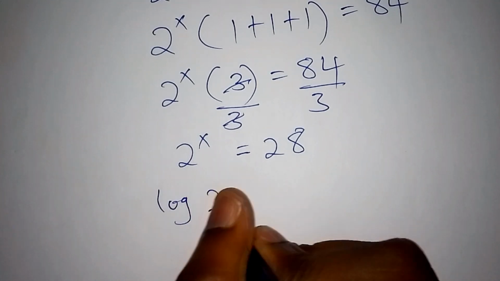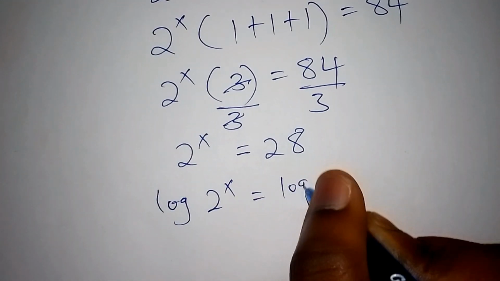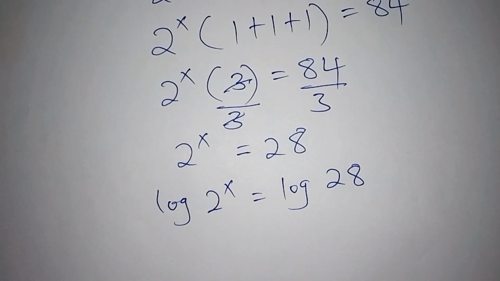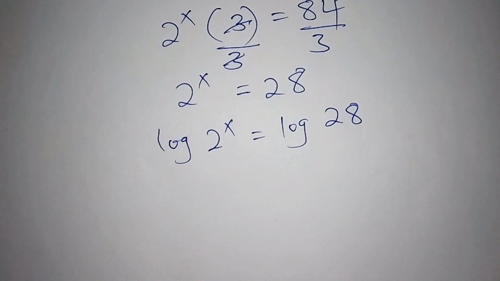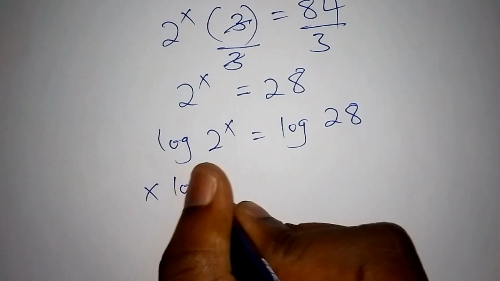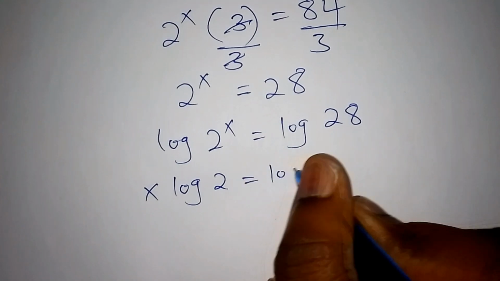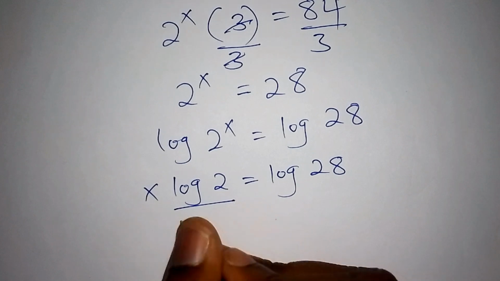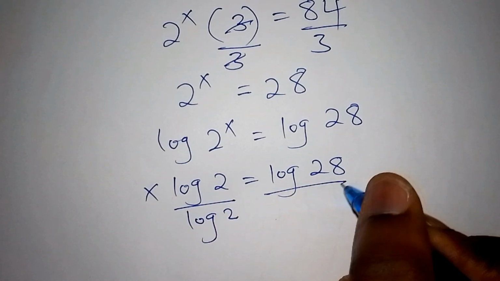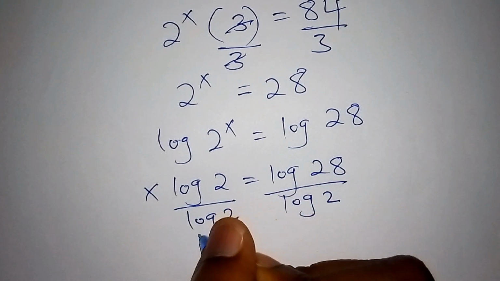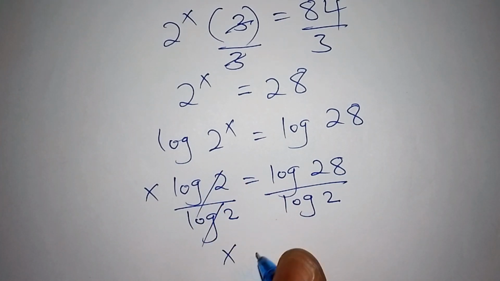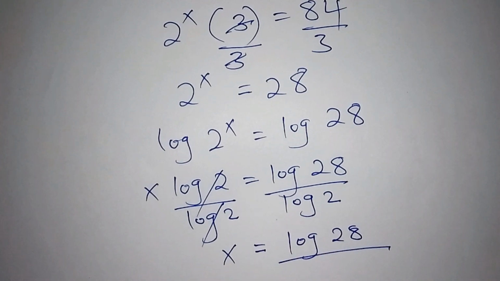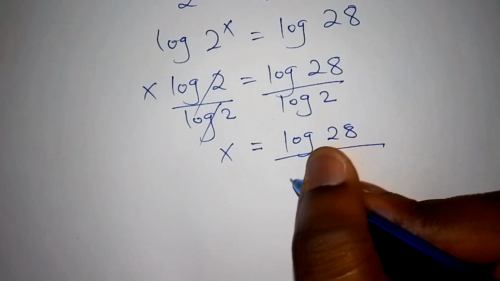The logarithm of 2 to the power of x equals the logarithm of 28. The log of 2 to the power of x can also be written as x log 2. So now we have x log 2 equals the log of 28. We want to remain with x on this side, so we divide both sides by the log of 2, so that the log of 2 and the log of 2 cancel. So now x equals the log of 28 all over the log of 2.